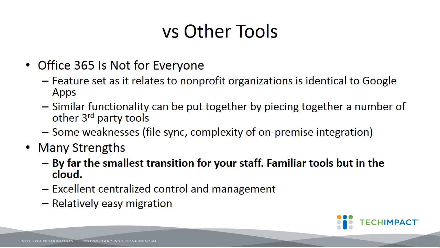And Office 365 does have some weaknesses. Right? The file synchronization functionality is nowhere near as good as Dropbox, at least not yet. And there's a lot of complexity if you want to integrate it with your on-premise servers, which we'll go over. On the other hand, Office 365 offers by far the smallest transition for your staff. It's familiar tools, but they're in the cloud. So very, very easy change for them. And a lot of really good centralized control and management, and relatively easy migration, particularly from Exchange Server, particularly versus Google Apps. So I just wanted to offer this context.